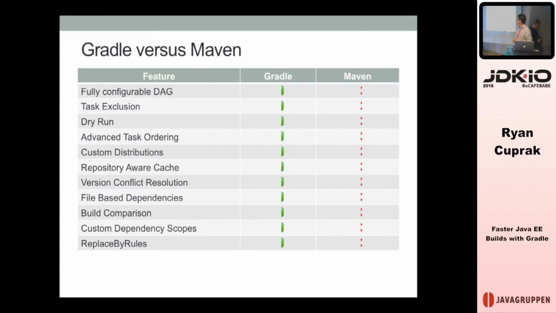Now I picked out just a couple of the features in Gradle that do not appear in Maven. I don't know why it's cutting it off on the overhead projector, but the green ones mean that Gradle has it. So with Gradle we've got, of course, a fully configurable directed acyclic graph which you can control. With Maven, you don't have anything anywhere close to that. I believe it's just 2 levels that you get control over. You've got the ability to do task exclusion. You can do a dry run of your build, so you can find out what it's actually going to do before you actually build it.